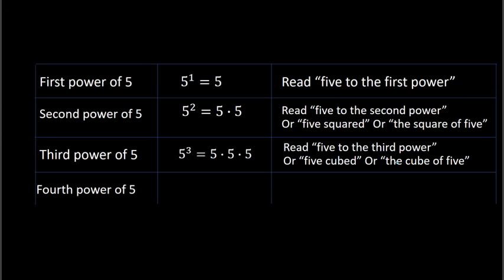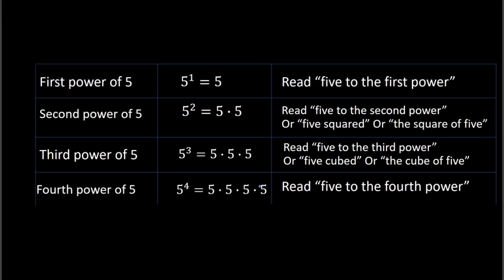We can have the fourth power of 5, which means we have 5 and then a 4 up here, and that means we have 4 5s multiplied together. So 5 times 5 times 5 times 5. And in English, we could read this as 5 to the fourth power. Alright, and then this would continue. You have the fifth power, sixth power, seventh power, etc. So whatever your exponent is up here, then that is the number of numbers we're multiplying together.